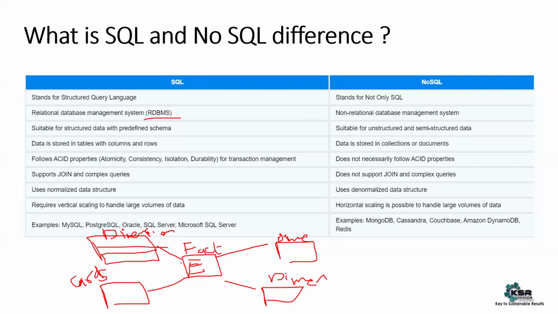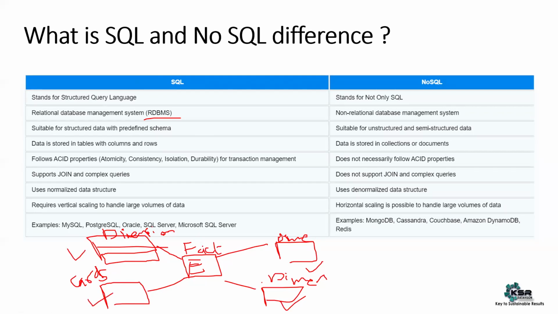And how are they connected? They are connected using a certain similar column. That similar column is called a relational column. There is a relation between the fact table and the dimension table. There is a relationship between the central fact table and each dimension. So every dimension is connected to this fact.